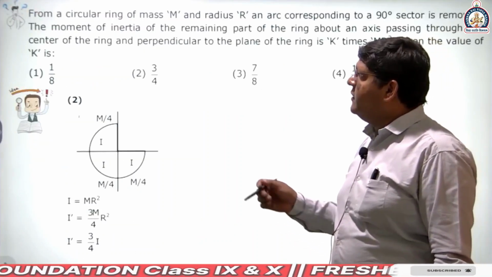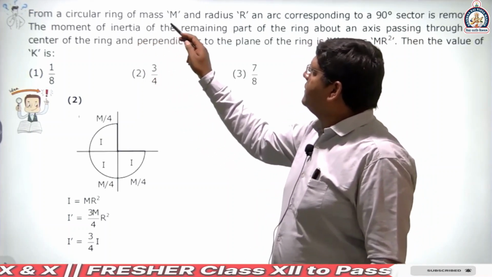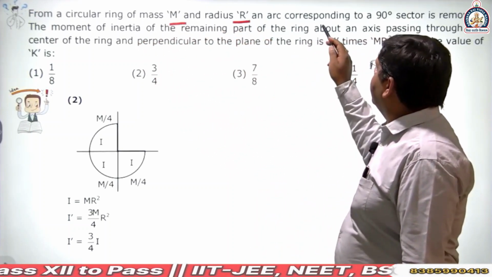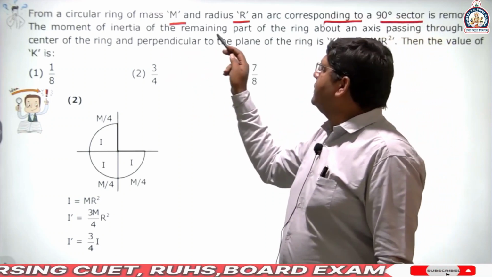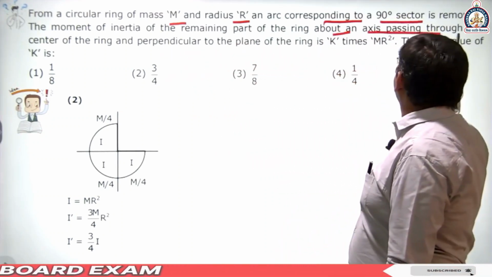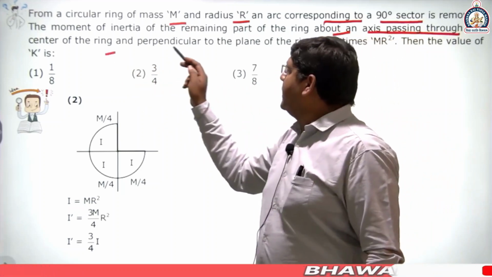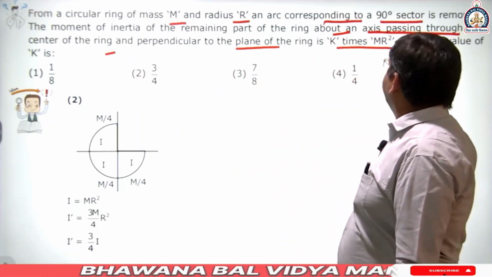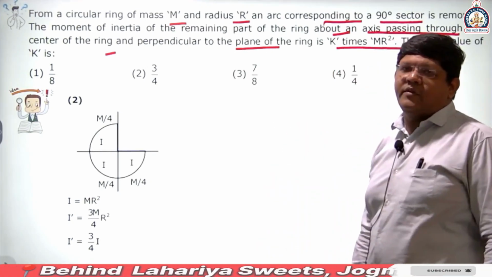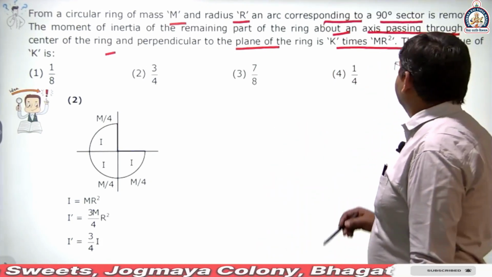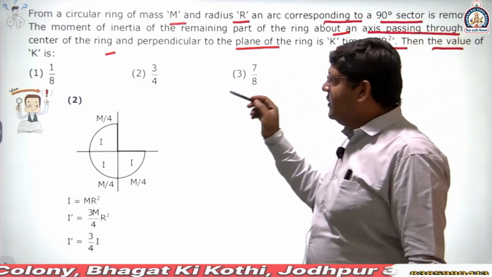Moving to the next part: from a circular ring of mass m and radius r, an arc corresponding to a 90-degree sector is removed. The moment of inertia of the remaining part of the ring about an axis passing through the center of the ring and perpendicular to the plane of the ring is k times mr square. This question is related to which topic? Rotational. Okay. Then what will be the value of k?